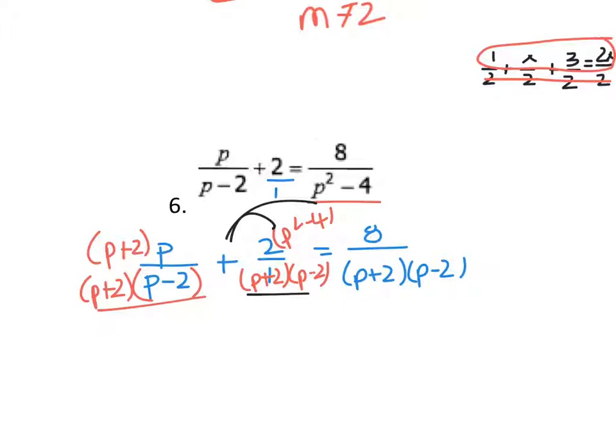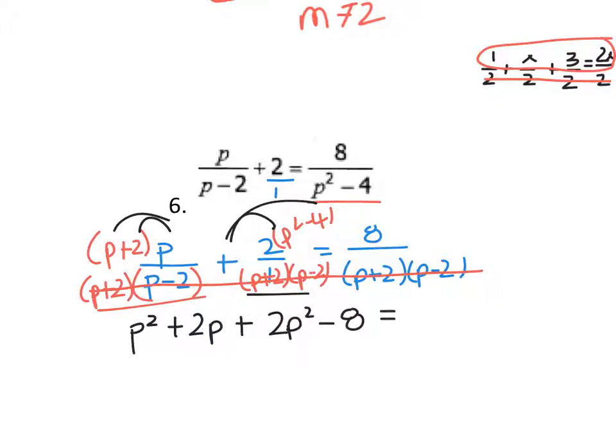So now that I have all of these denominators the same, I can just focus on my numerator. So I'm going to distribute this through. So I'm going to have p squared plus 2p plus 2p squared minus 8 equals 8.